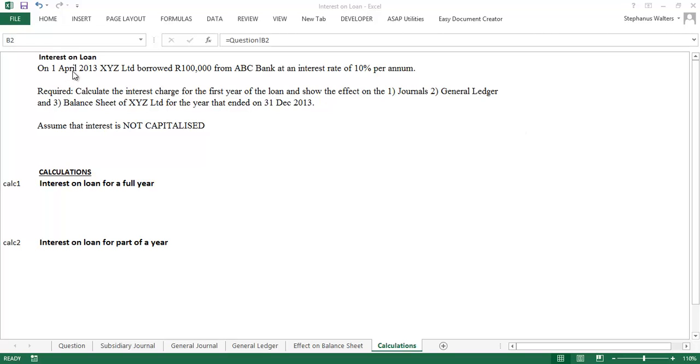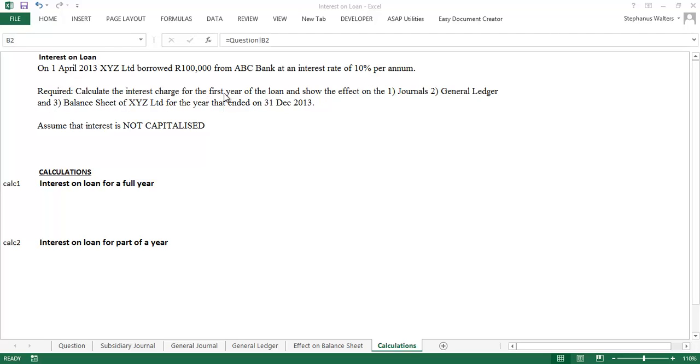The following question is dealing with interest on a loan, and in this example we're going to assume interest is not capitalized, and then we're going to look at maybe in a different video how it looks if interest is capitalized. Here's our information. On the 1st of April 2013, XYZ Limited borrowed 100,000 Rand from ABC Bank at an interest rate of 10% per annum.